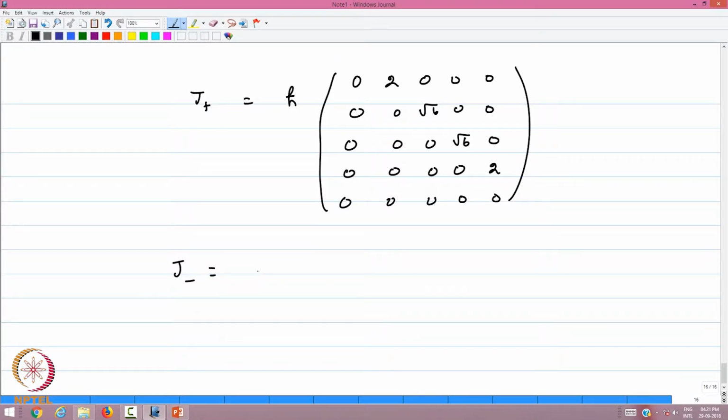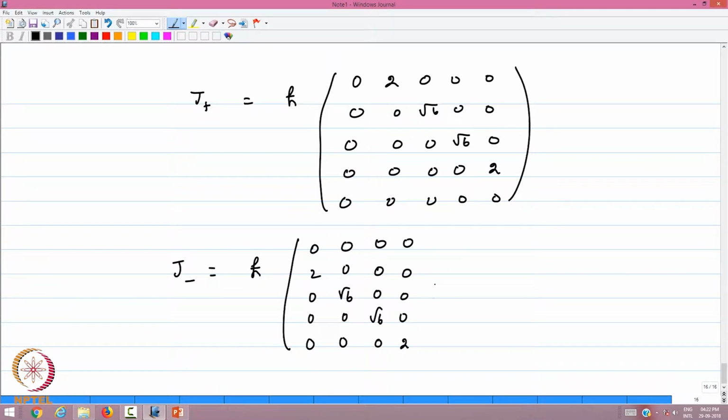Of course, these are real numbers, therefore you have simply 0 2 0 0 0, the adjoint, the transpose of the row. The transpose of the second row is 0 0 root 6 0 0, the transpose of the third row is this, and the transpose of the fourth row is 2, and the transpose of the fifth row is all 0.